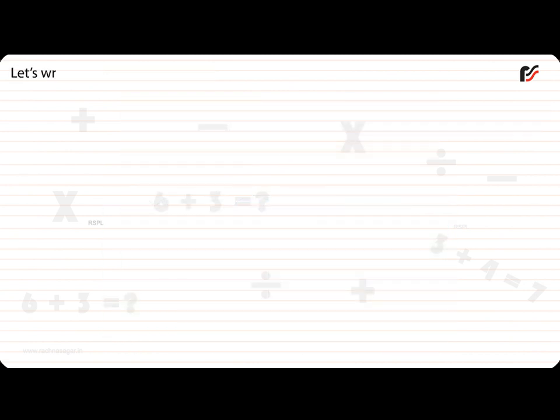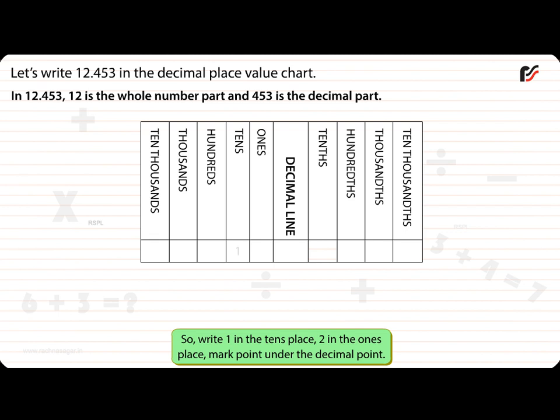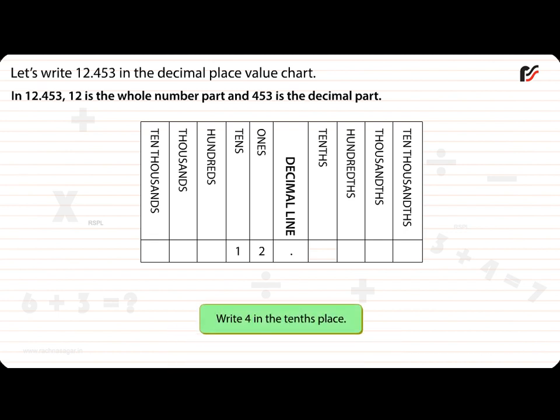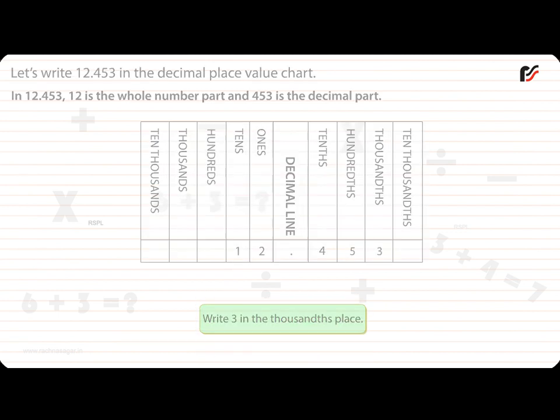Let's write 12.453 in the decimal place value chart. In 12.453, 12 is the whole number part and 453 is the decimal part. So, write 1 in the tens place, 2 in the ones place, mark the point under the decimal point. Write 4 in the tenths place, write 5 in the hundredths place, write 3 in the thousandths place.